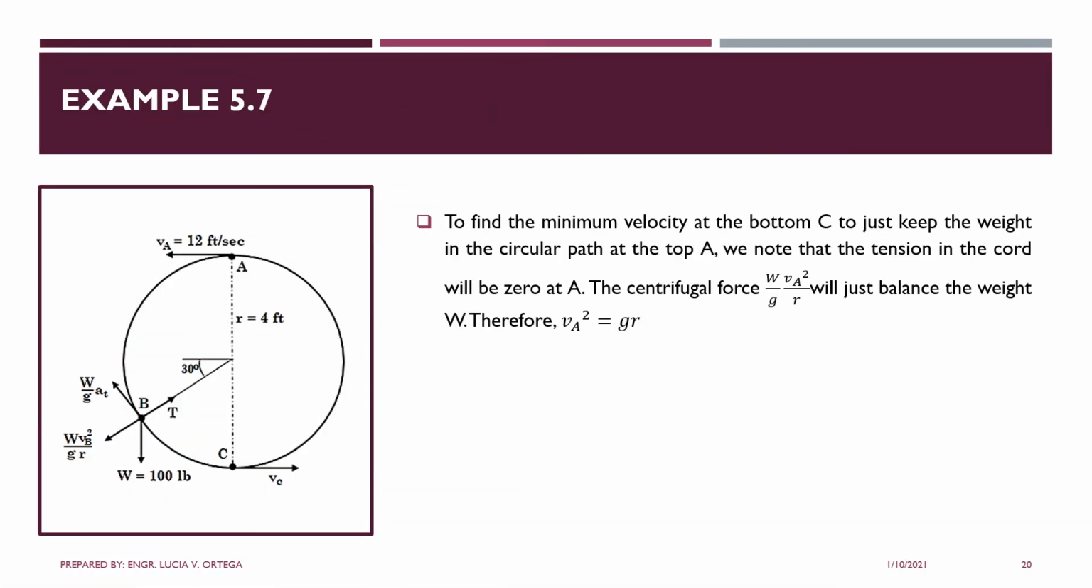To find the minimum velocity at the bottom C, to just keep the weight in the circular path at the top A, we note that the tension in the cord will be 0 at A, the highest position. The centripetal force W V squared over gR will just balance the weight. So centripetal force is equal to the weight, so you can cancel the weight. What will remain is V squared over gR equals 1. So therefore V squared equals gR.